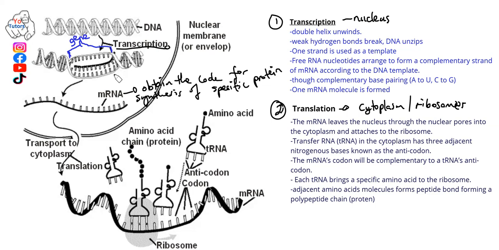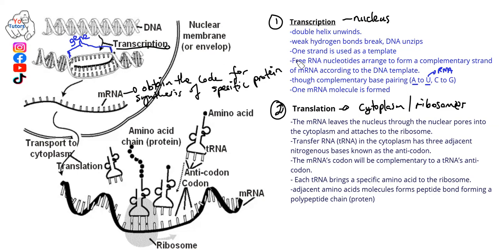It's through complementary base pairing, remember? So A pairs with U. Why are we having U now? Because now we are talking of RNA, we no longer have thymine. Then C pairs with G, and that's it.